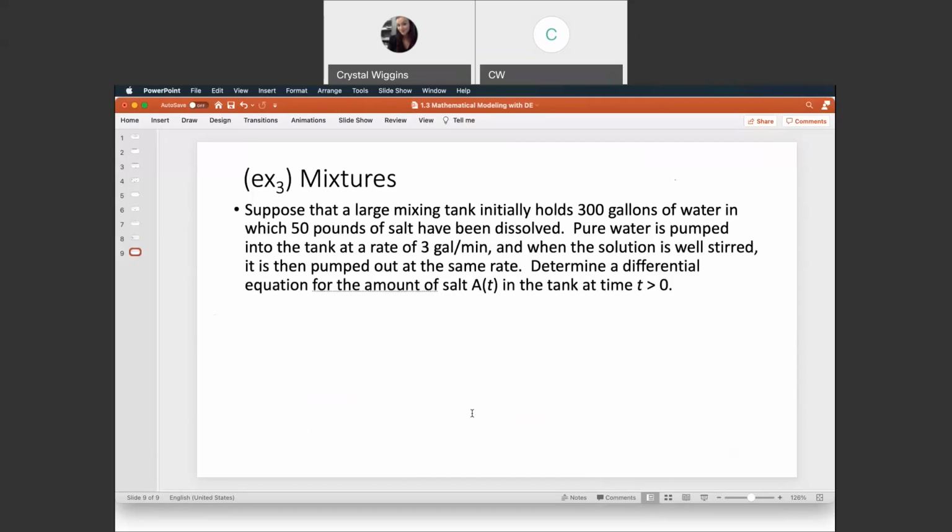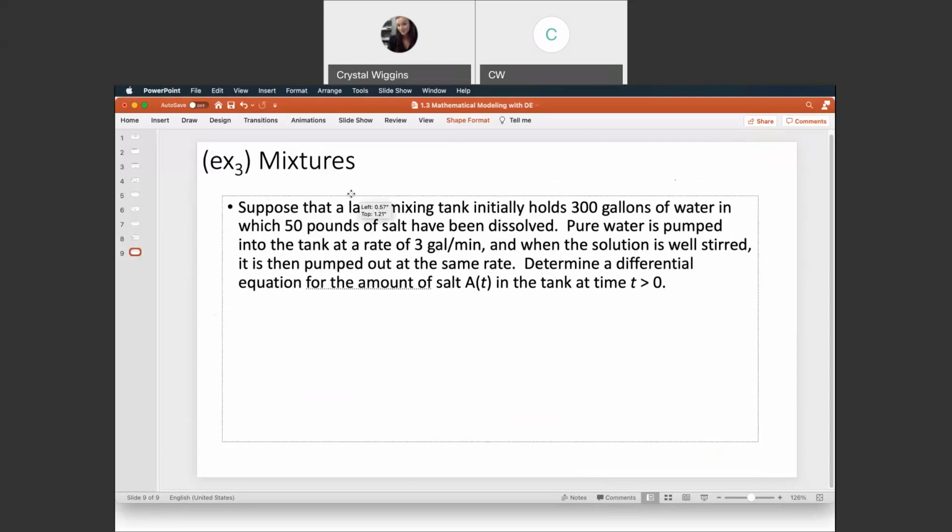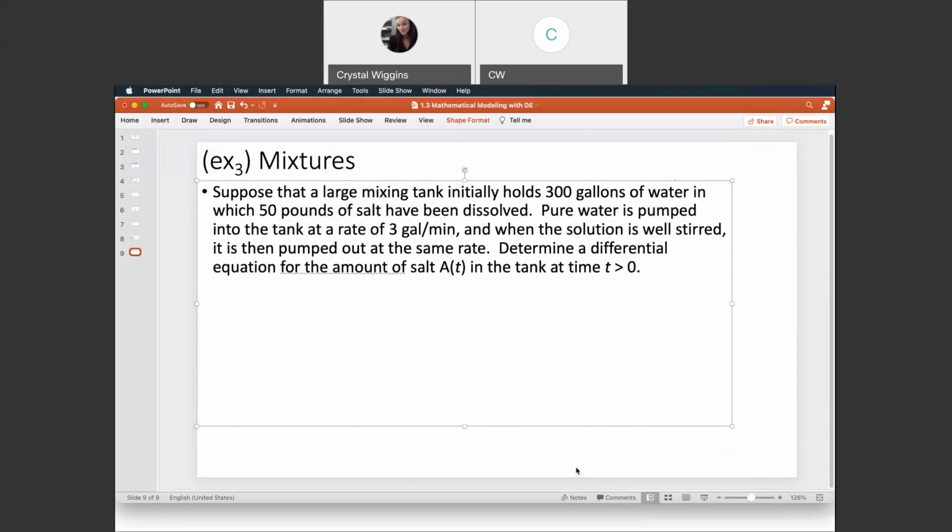So let's take a look at this example. Suppose that we have a large mixing tank that initially holds 300 gallons of water in which 50 pounds of salt have been dissolved. Pure water is pumped into the tank at a rate of 3 gallons per minute, and the solution is well stirred. It is then pumped out at the same rate. Determine a differential equation for the amount of salt in the tank at any given positive time.